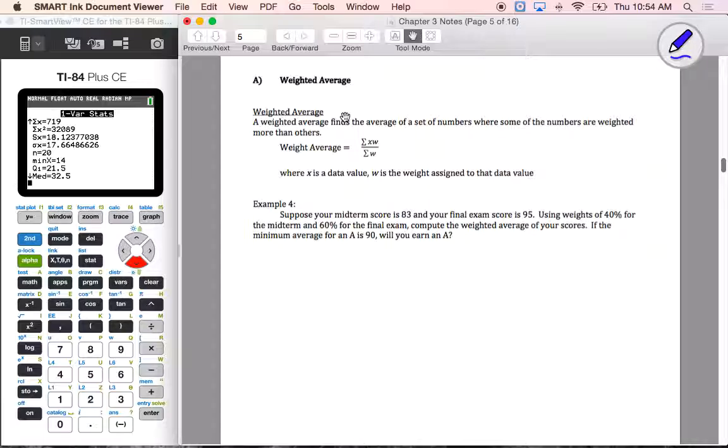So that means I have to change my 40% into decimal first. If it's 40%, you have to move the decimal 2 places to the left. So 40% would be 0.4 as a decimal. We're going to take 0.4 times 83 because it says 40% matches up with midterm. We're going to add to that 0.6 because it says 60% for the final exam. So 0.6 times your final exam score.